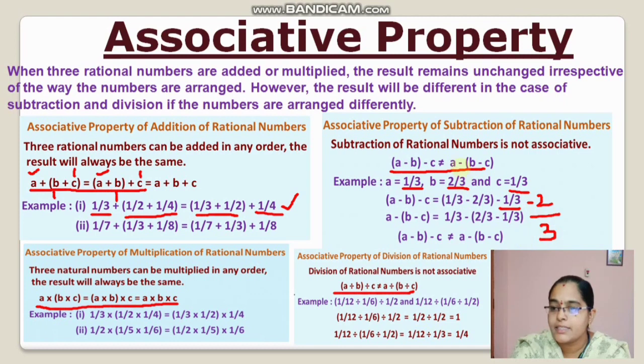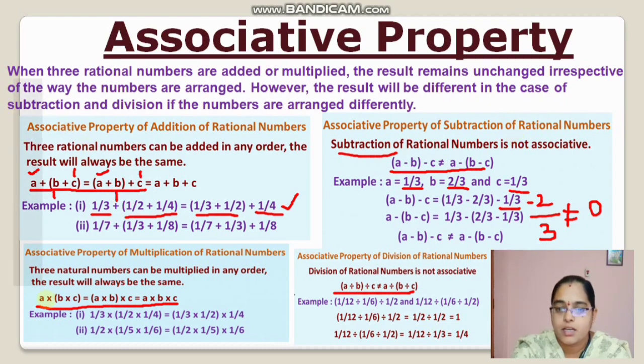In the second case, a - (b - c), first I take 2/3 minus 1/3, which is 1/3. Then 1/3 minus 1/3 is 0. So these two are not equal. From this we can conclude that associative property does not hold under subtraction. The same thing you can observe with division also: in rational numbers, associative property does not hold under division.